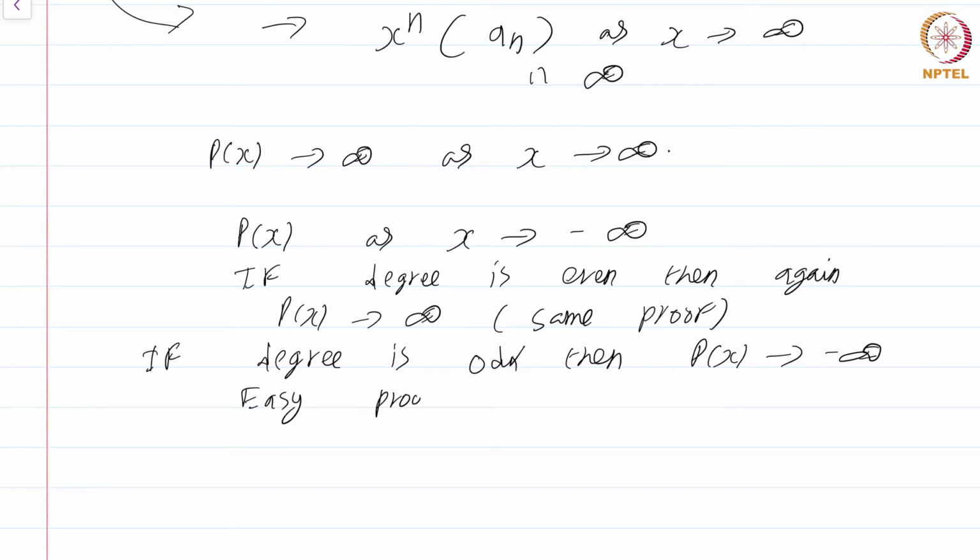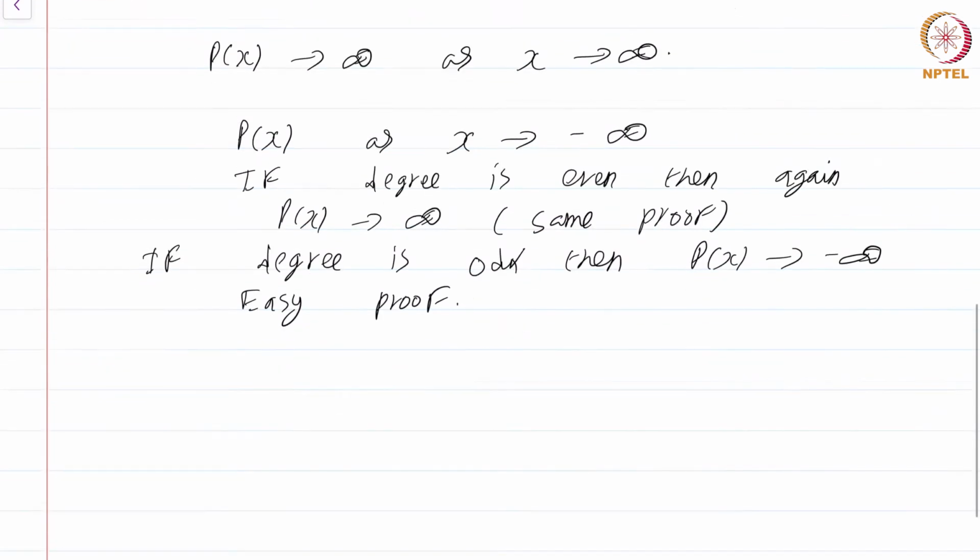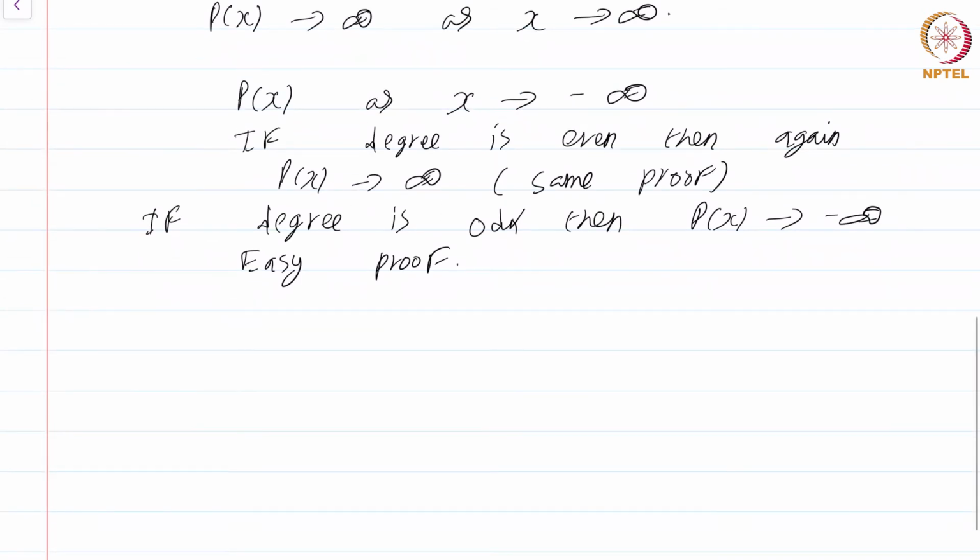What happens is when the degree is odd, the negative powers will still continue to be negative, and you will get that p(x) converges to minus infinity. Okay, so we have seen now that polynomials behave in an unbounded way as you approach infinity. Now one more comment I would like to make.